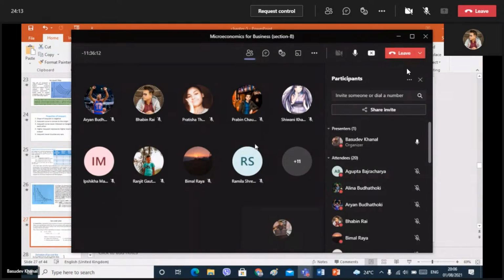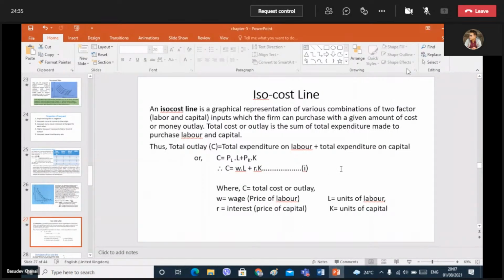That's why the ISO cost line is the locus of various combinations of two factor inputs which can be purchased by the producers from the given money outlay. This is called ISO cost line. ISO means equal, cost means expenditure made on the purchase of inputs.